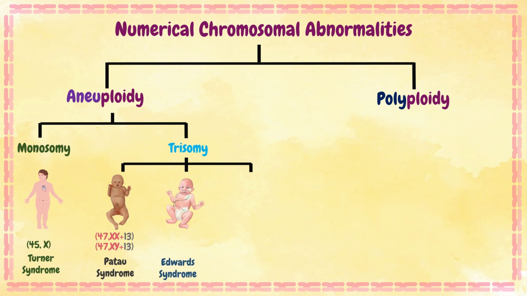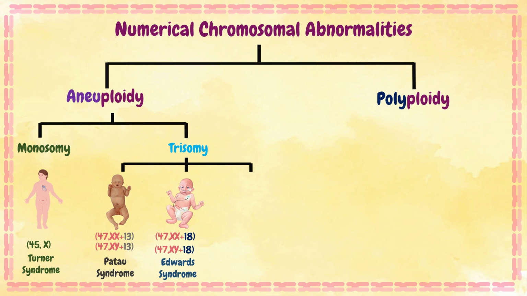An individual with Edwards syndrome has 3 copies of chromosome 18 rather than 2. For that reason, the condition is also known as trisomy 18. Patient karyotypes are denoted as 47XX plus 18 for females and 47XY plus 18 for males.